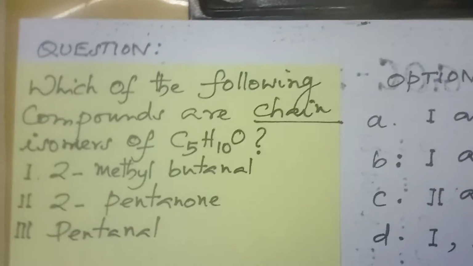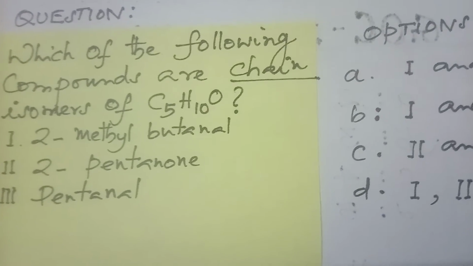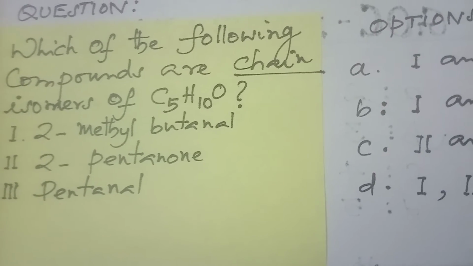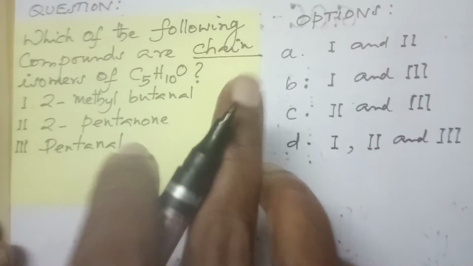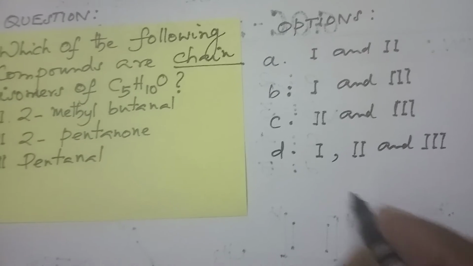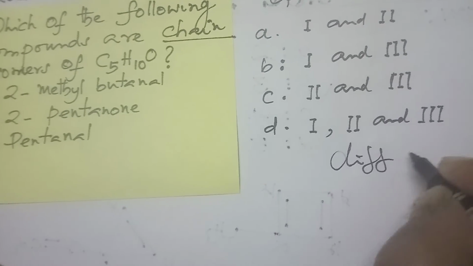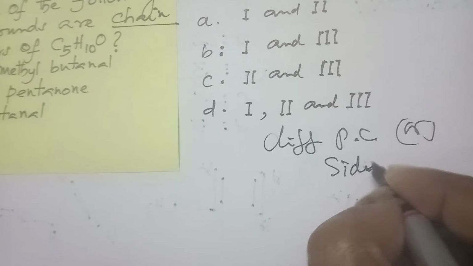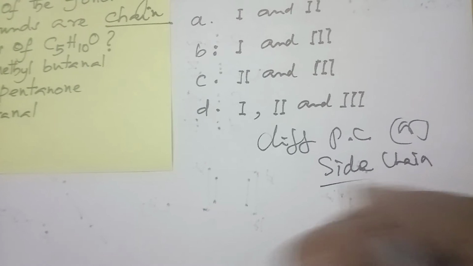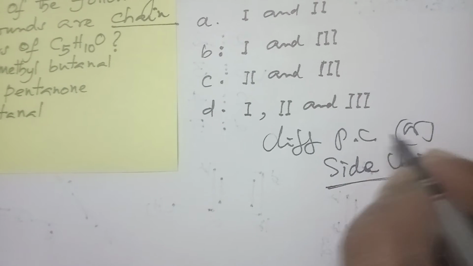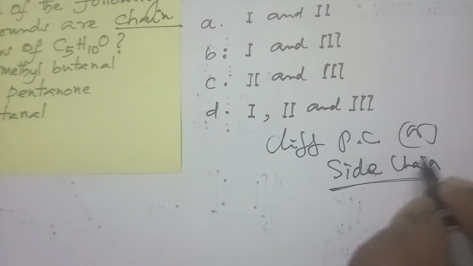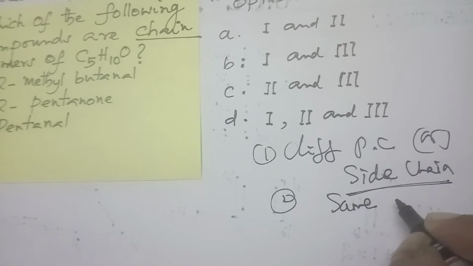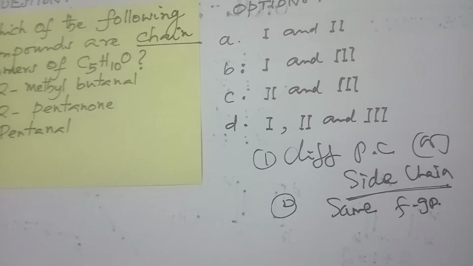Here questions are very simple, children. Which of the following compounds are chain isomers of C5H10O? Now let us see what chain isomer means. There should be a difference in the parent chain or the side chain. This is the knowledge: the difference in the parent chain or the side chain. This is point number 1. Number 2, very important, they should have the same functional group.